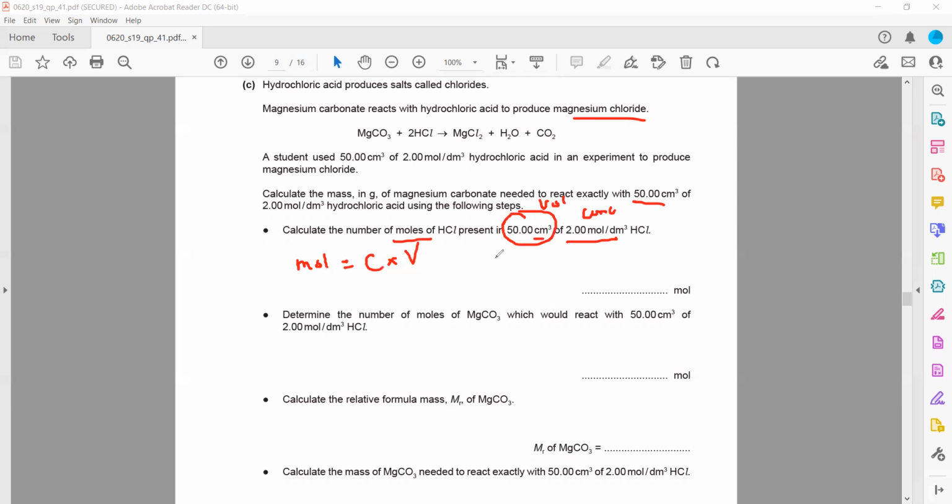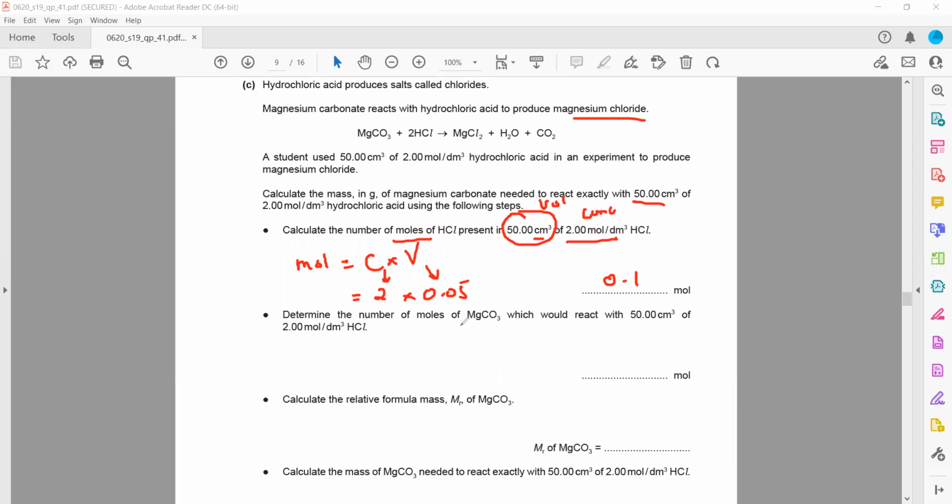Here the volume is in cm cube, so we have to divide by 1000 to convert into dm cube. So 50 divided by 1000 will be 0.05. So we have the volume 0.05 and the concentration 2. When we multiply both of them, it will be 0.1. So 0.1 moles of HCl are there.